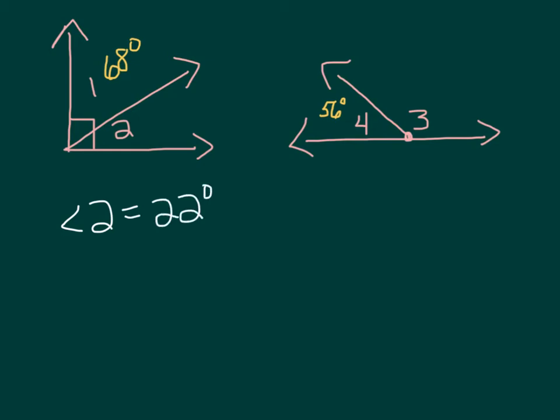When we look at the second diagram, if they tell you that angle 3 and angle 4 are supplementary angles, then we know that angle 3 must be supplementary to angle 4, which means they must add together to be 180 degrees. If angle 4 is 56 degrees, then angle 3 must equal 124 degrees, so that their sum is 180.